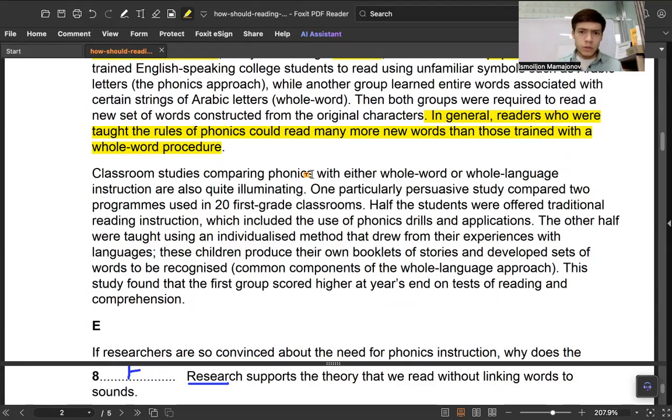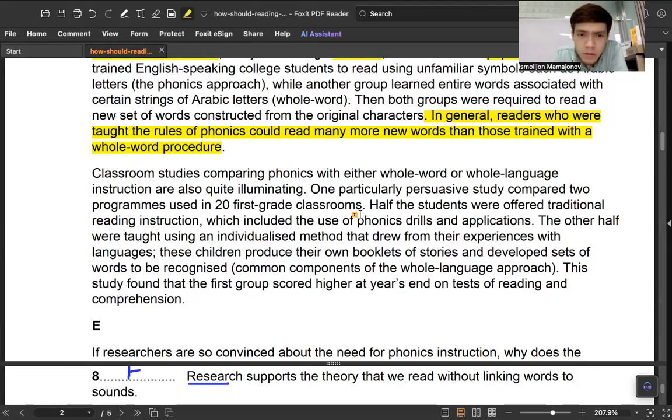Classroom studies comparing phonics with whole language instruction are also quite illuminating. Wow. One particularly persuasive study compared two programs used in first grade classrooms. Half the students were offered traditional reading instruction, which includes the use of phonics, drills, and applications. The other half were taught using an individualized method that drew from their experience. These children produced their own booklets from stories developed toward recognized common components.